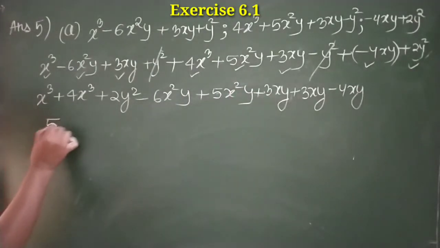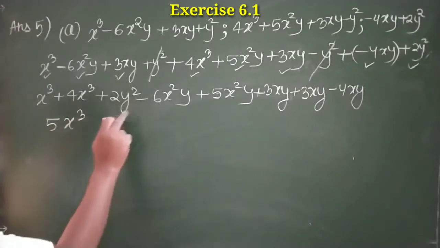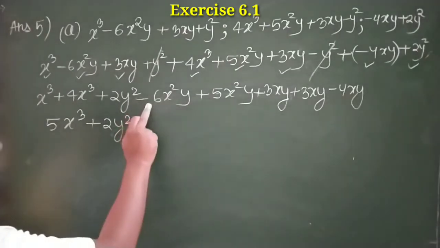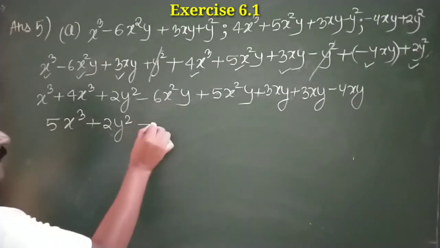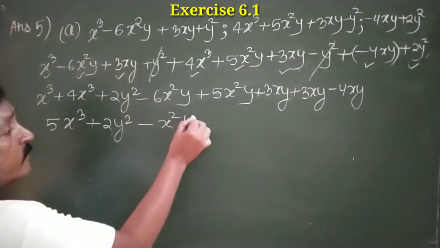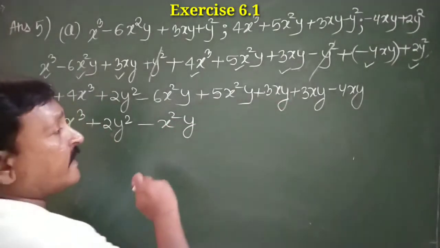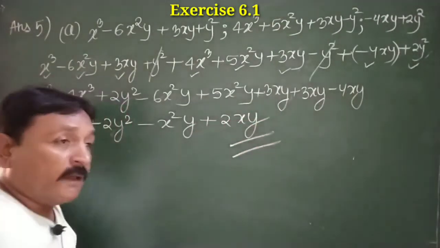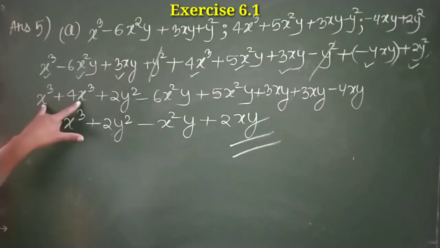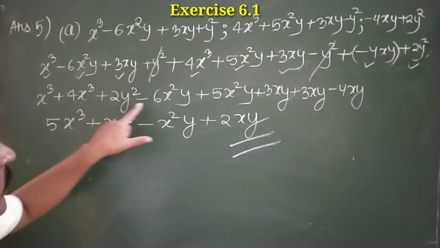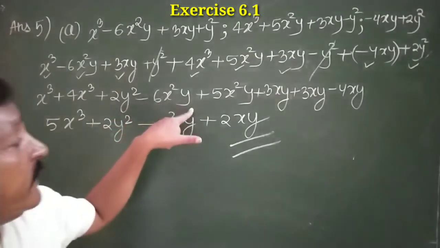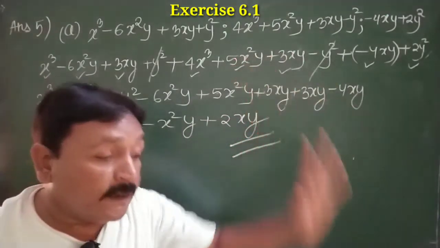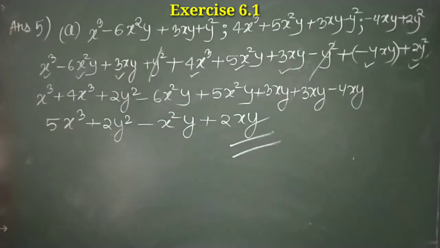4 plus 1, 5x cube; 2 plus 2, y square, it is a single term; x square y, minus 6 plus 5 means minus 1. 1 we don't write, so we write minus x square y. Here 3 plus 3, 6xy, 6 minus 4, plus 2xy, and this is our needed answer. Okay, x cube will be solved with x cube, y square with y square, x square y with x square y, xy with xy, and in this way we have to do it. Okay, so note it.